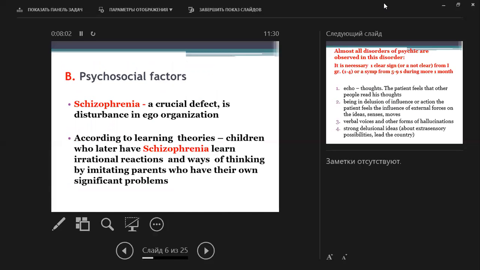The next group is psychosocial factors. Schizophrenia is explained by crucial defects, disturbances in ego organization. According to learning theories, children who later have schizophrenia learn irrational reactions and ways of thinking by imitating parents who have their own significant problems. But these theories were not confirmed over time, because many children have very severe problems but stay mentally healthy.